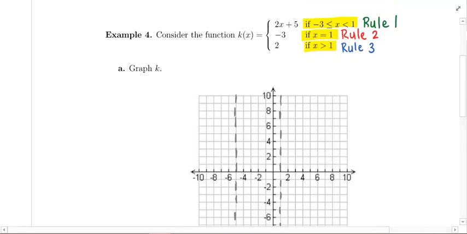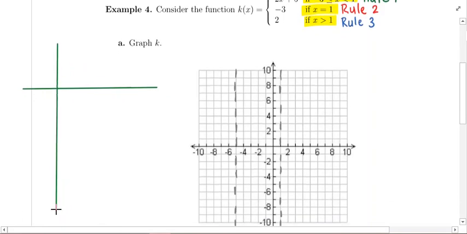All right, so let's get started with rule number 1, and again, I will put that in green. We're going to make a table of values. So again, we will be in charge of x, and then we're going to take each x value and plug it into our rule. The rule here is 2x plus 5. We're going to pick our x values. The y value you're going to get by doing 2 times x plus 5.